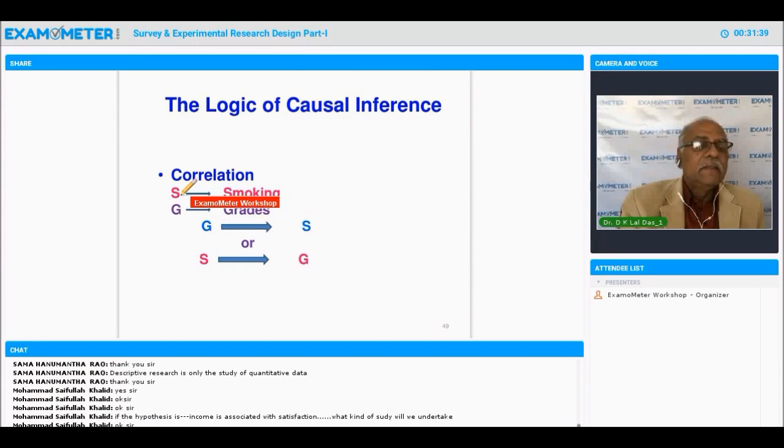So here you can see S represents smoking, G grades. The study was conducted and they found that it is the grade which is the cause for smoking behavior. Grade, or you can say academic performance, leads to smoking behavior. That was the finding of the study. The logic they found was that depending on the performance, students take up smoking behavior.